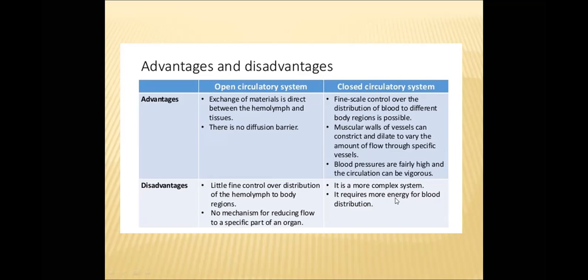So a lot of energy is required for this blood distribution and exchange of materials also. Another advantage is that fine scale control over the distribution of blood to different body regions is possible. In the open system, control is not there, but in the closed circulatory system, control is there. So these are the advantages and disadvantages of the open circulatory system. On the whole, the closed circulatory system is highly developed over the open circulatory system. That's why highly developed animals have developed a closed circulatory system.